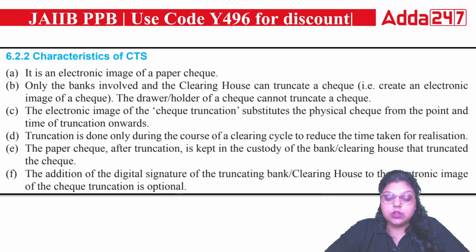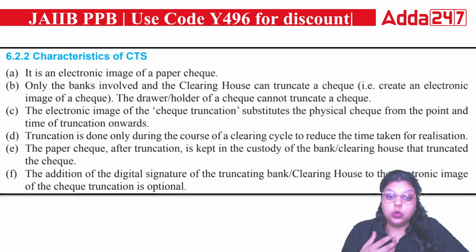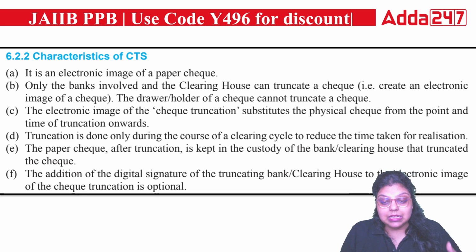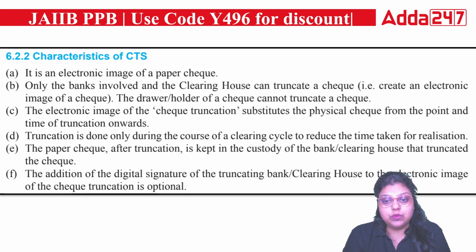The characteristic of CTS is that it uses an electronic image of the paper cheque. Only the banks involved and the clearing house involved can truncate the cheque. No drawer or holder can truncate the cheque. Truncate means converting the cheque into an electronic image. Then the electronic image of the cheque substitutes the physical cheque from the point and time of truncation onwards. It means you do not have to submit or transfer your physical cheque.